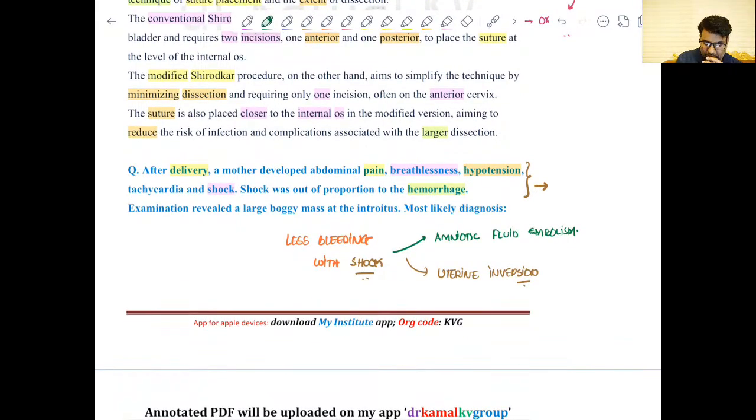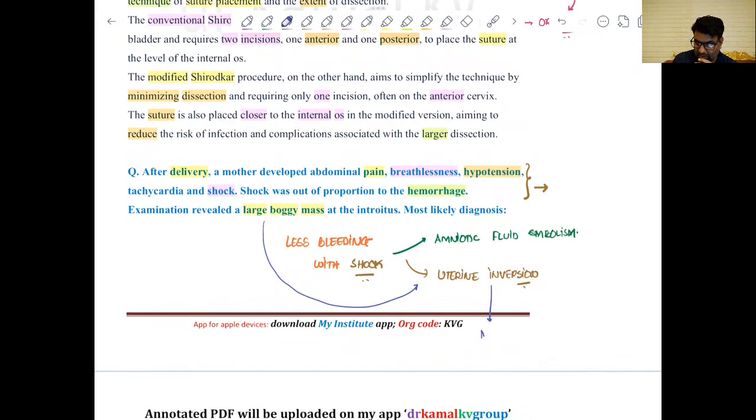Now the other statement is that there is a large bogey mass at the introitus, and this goes more in favor of uterine inversion. So this is a typical case of uterine inversion, which is a complication of mismanaged third stage of labor. Clear?